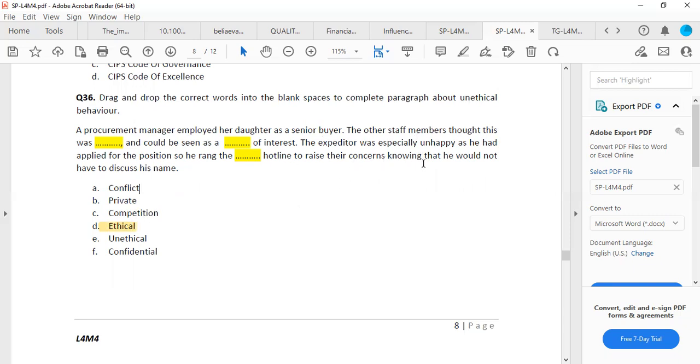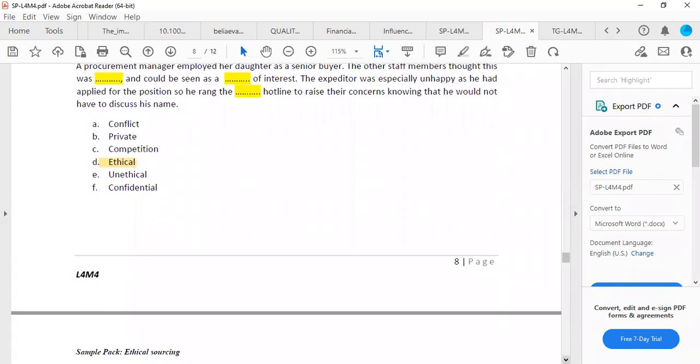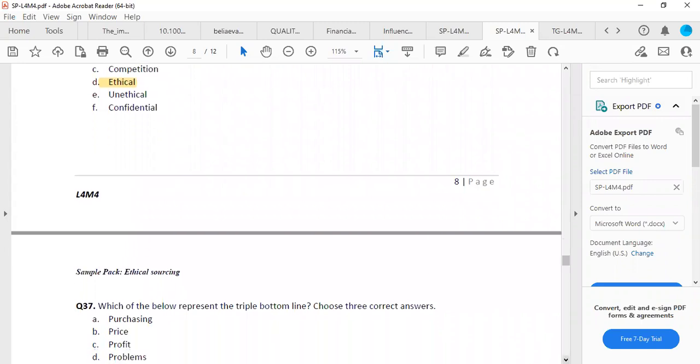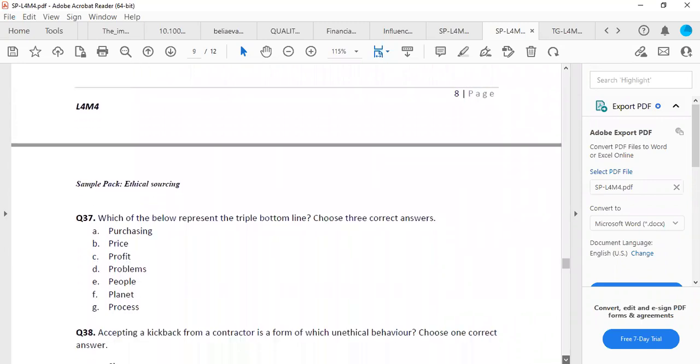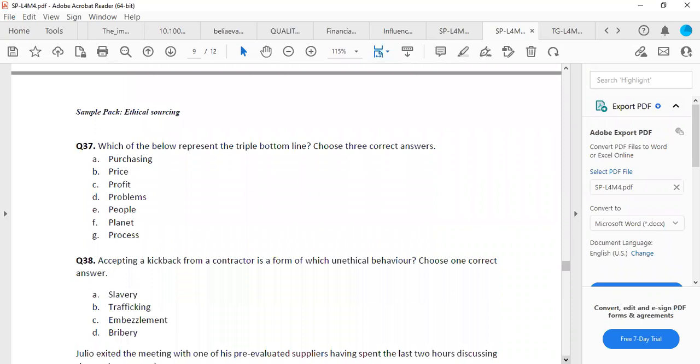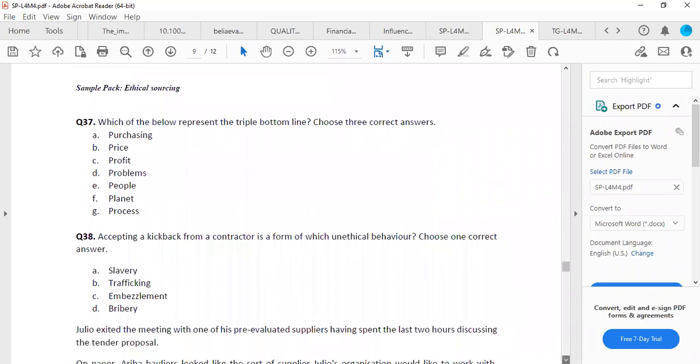So the expediter was especially unhappy as he had applied for the position. So he rang the ethical hotline to raise their concerns, knowing that he would not have to discuss his name. So he won't mention his name. So it's confidential information he's giving them, and his name must not be mentioned.